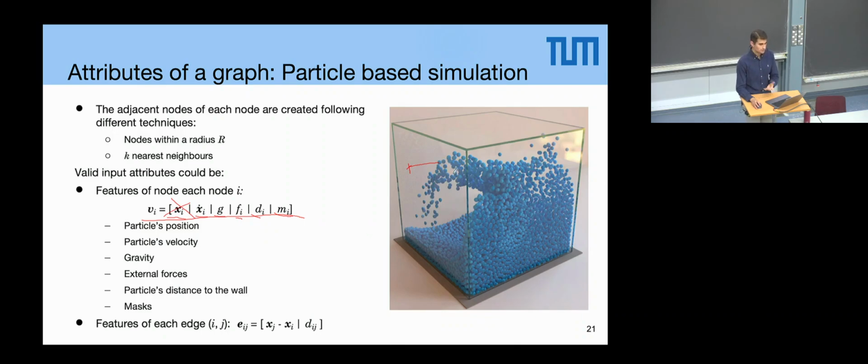And then on the edges that we created, normally the input features that we use are the relative position between them. So it's a vector going from the sender node to the receiver node. We can also have the distance, the absolute value or the magnitude of this vector, but that's not needed. That information is already here.